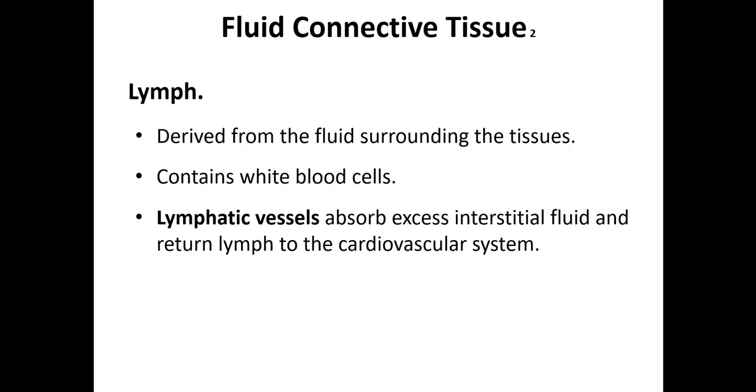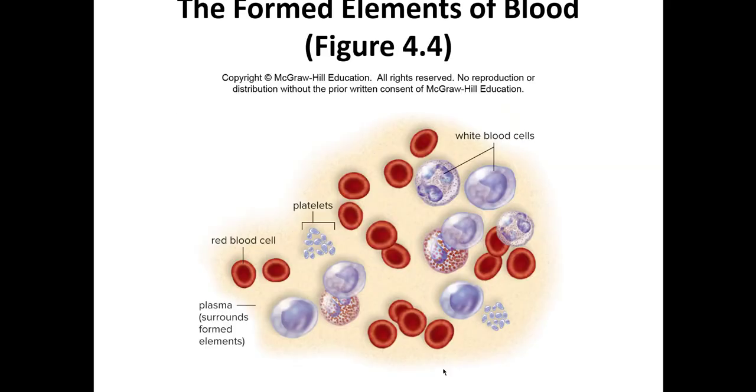Lymph is a clear fluid derived from the fluid surrounding the tissue that contains white blood cells. Lymph is a fluid connective tissue that circulates throughout the whole body's lymphatic system, plays a big role in the immune system, and also fat transport. Here's a collage showing you different kinds of the formed elements inside the blood.